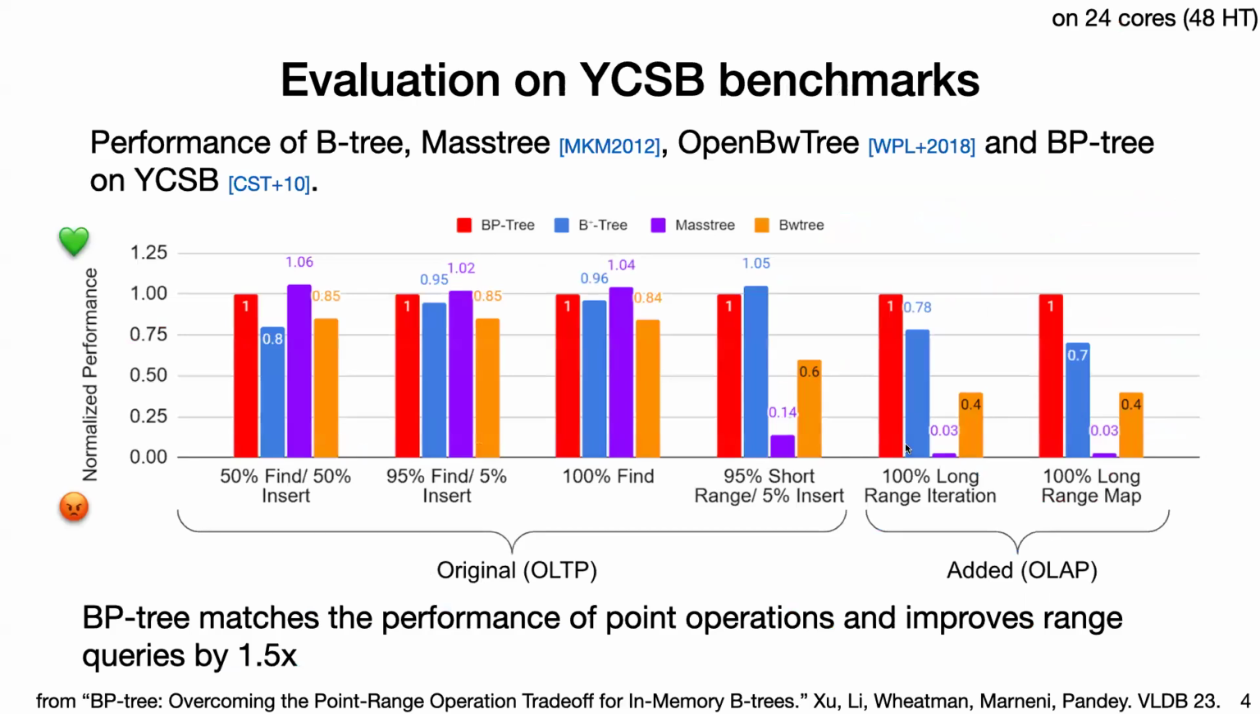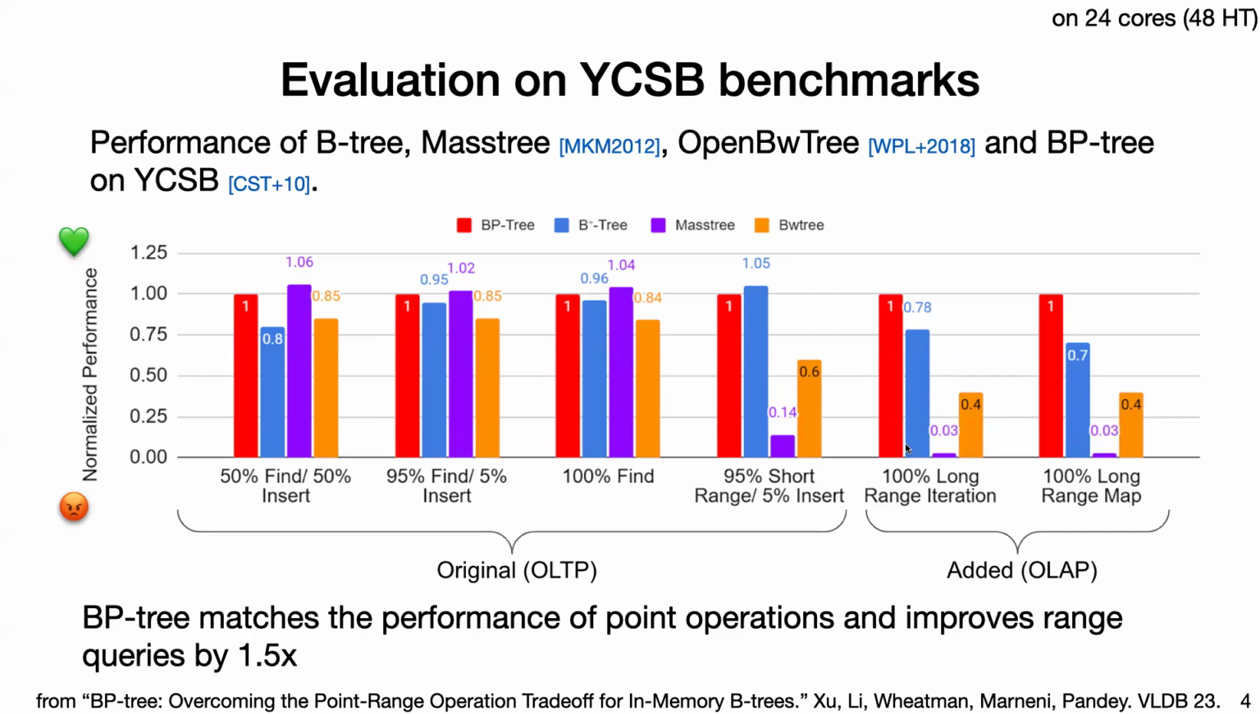So this is some evaluation that we did. We proposed to work on this data structure called BP tree, and this was in VLDB last year. This is all in memory. The way to read this is the y-axis is normalized performance. The line at 1 is BP tree. Up is good; lower means that the other thing was slower. The x-axis is the different workloads. These 4 are the original YCSB, which you might be familiar with: 50-50 find and insert, 95-5 find and insert, 100% find, then 95-5 short range and insert, like YCSB A, B, C, E.